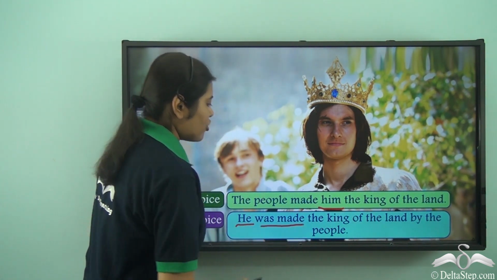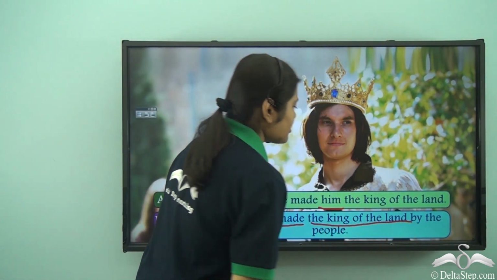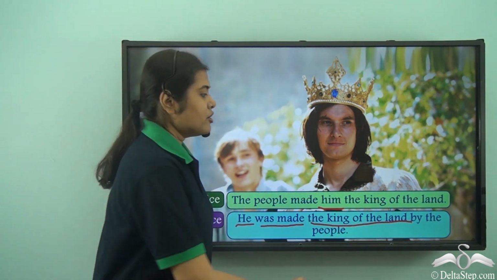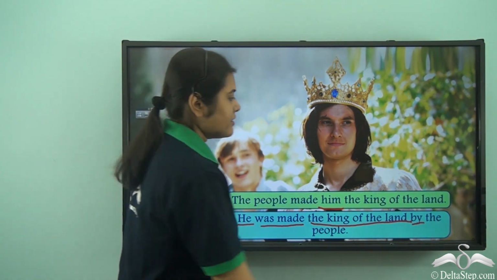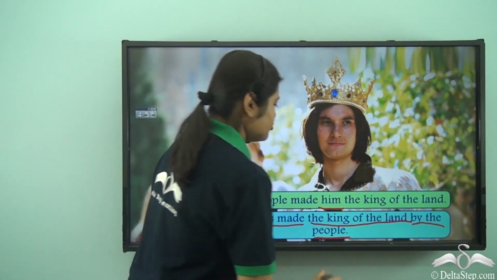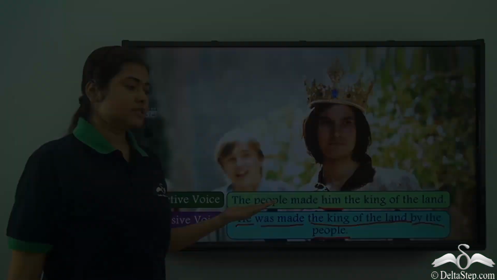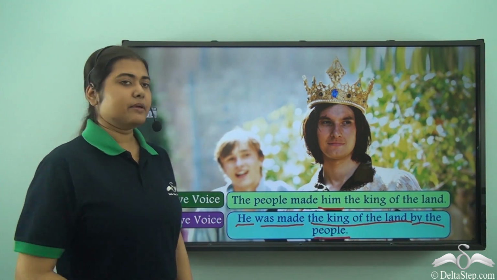Then the verb was made followed by the object complement of the active voice, the king of the land. Then to mention the doer, we need a preposition by and then the doer, that is the people. So our sentence becomes, he was made the king of the land by the people.